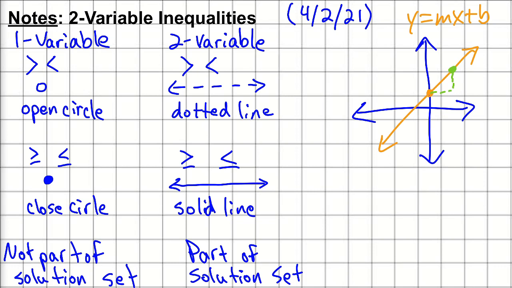Oh, so in one, great question. A one variable inequality is like x is greater than 4. A two variable inequality is like y is less than or equal to 3x plus 5. So one variable, two variables.